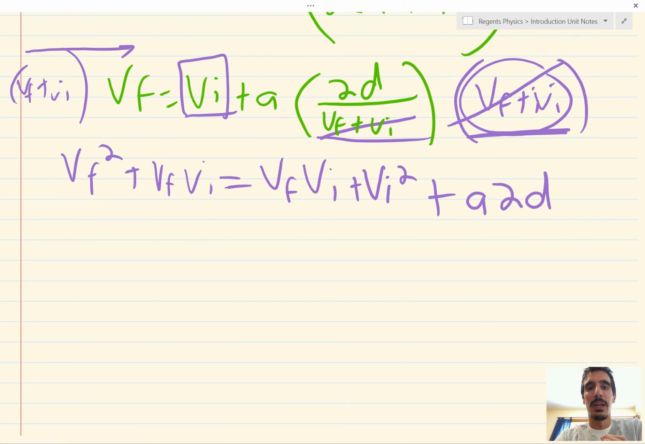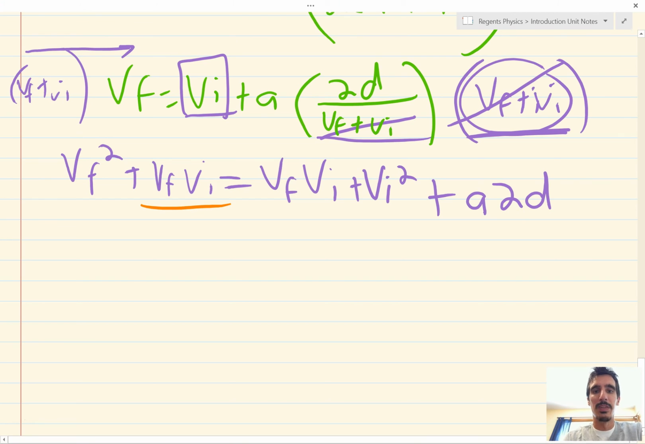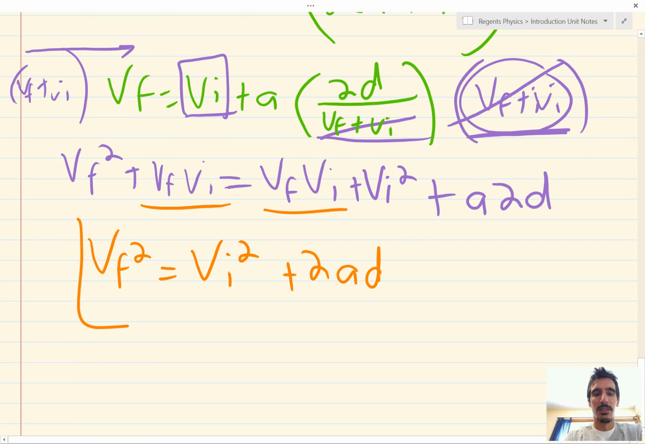Okay, so hopefully we can do some canceling. Notice both sides of the equation have a VF VI and a VF VI. So if we subtract the one on the left over, we're left with VF squared equals VI squared plus 2AD. And that's our final formula.